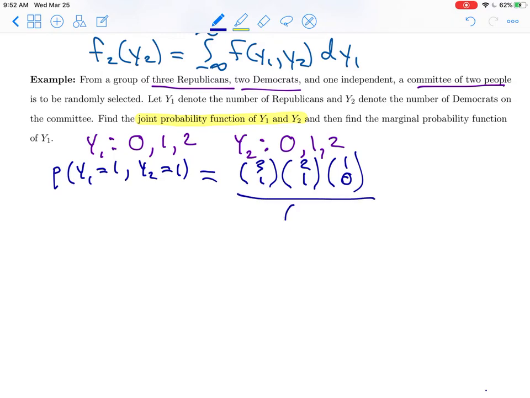And the total number of 2-person committees is 6 choose 2. When we calculate that, we end up getting 6 over 15. So that is the probability that a committee has exactly 1 Republican and exactly 1 Democrat.